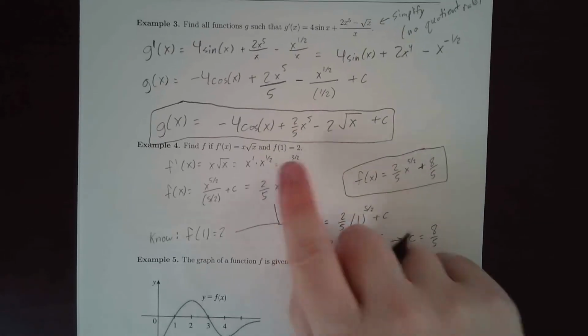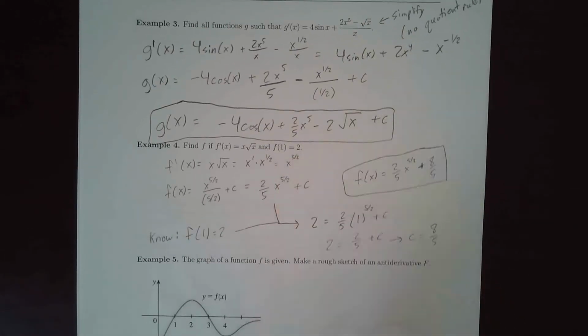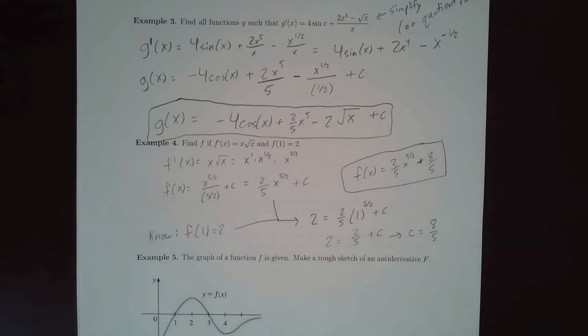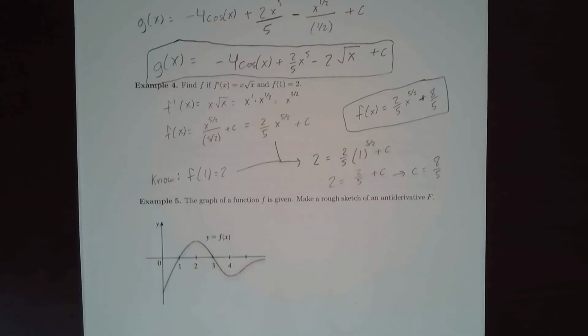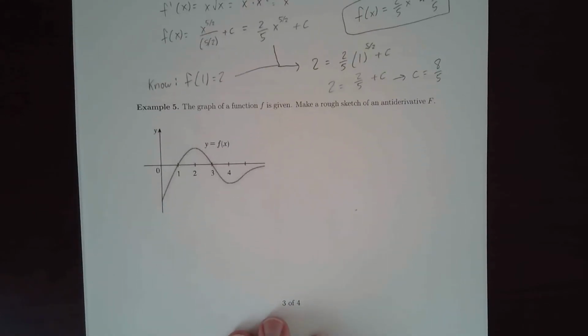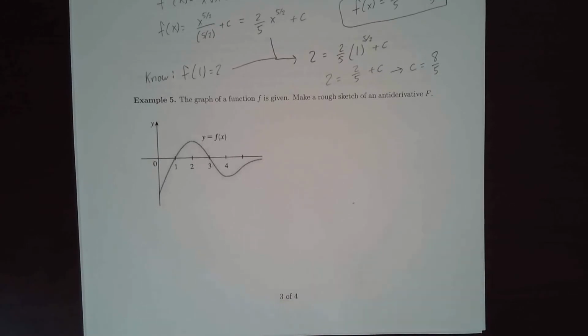So if we're given some sort of initial condition, we can go ahead and figure out the specific function that we have the derivative of. We get a specific antiderivative. All right, so say we've got the graph of some function, and we would like to know what its antiderivative would look like.